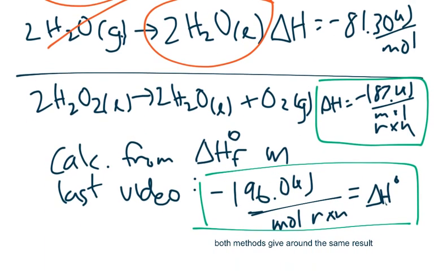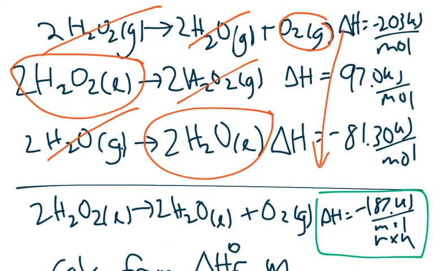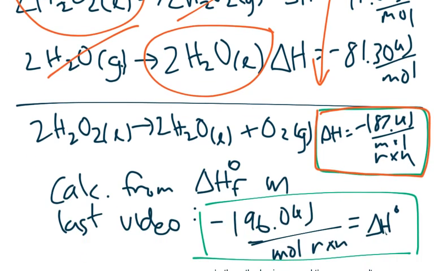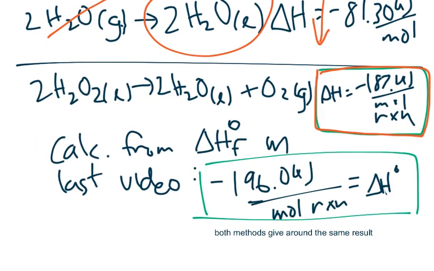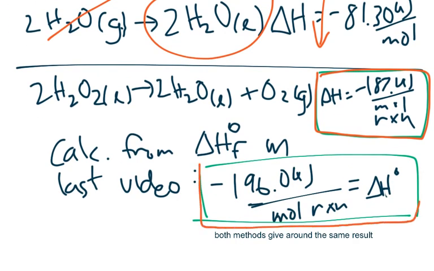And notice that by doing Hess's law, by adding up all these delta H's, we get that the delta H of the reaction is negative 187 kilojoules per mole of reaction. Never forget the mole of reaction, since delta H is founded upon that. And in the last video, where we used the heats of formation, we calculated that the delta H of this reaction was negative 196.0 kilojoules per mole of reaction, and that was at the standard state.